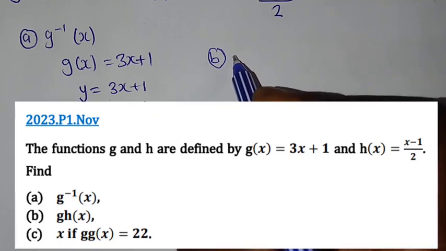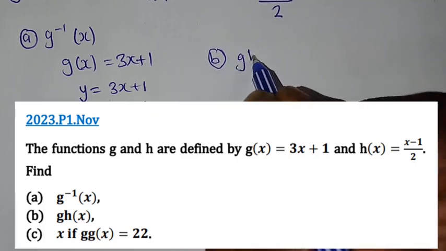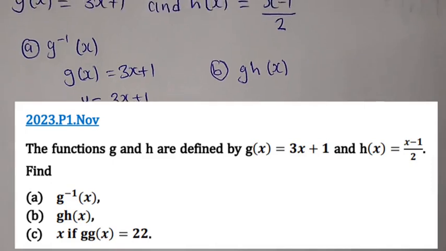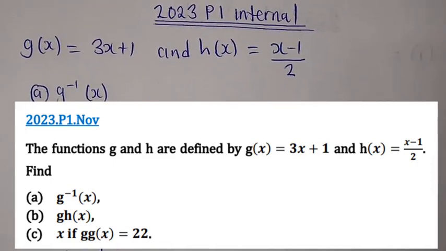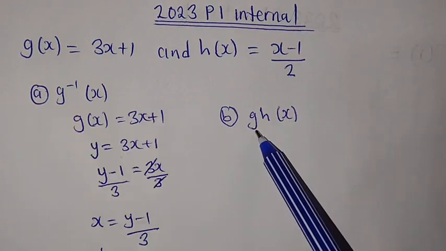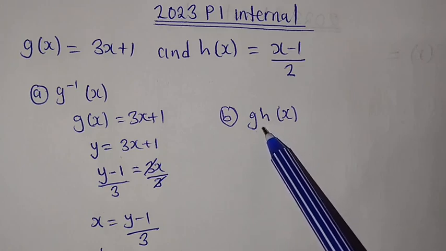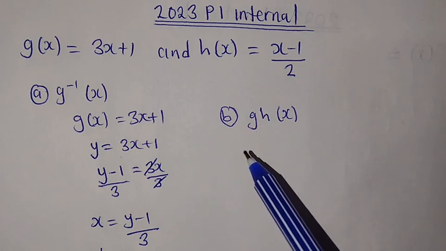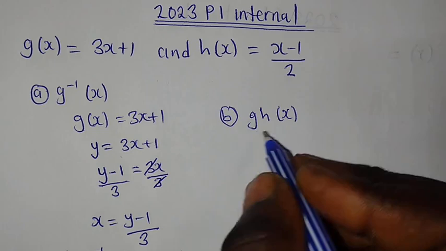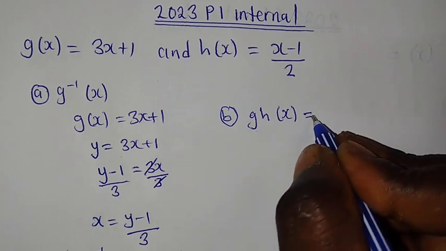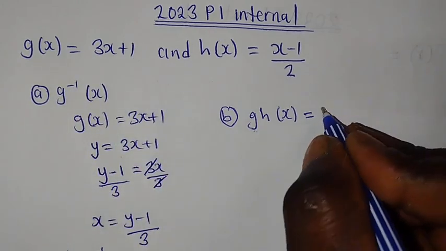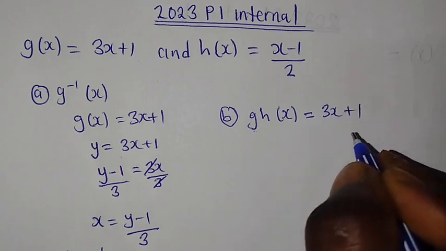Question B is saying we need to find gh of x. To find gh of x, this one is very easy as well, because we are looking at a composite function where we have the function of g and the function of h. Whenever you have two functions or more, we call that a composite function. To find gh of x, we write the function of g, which is 3x plus 1.